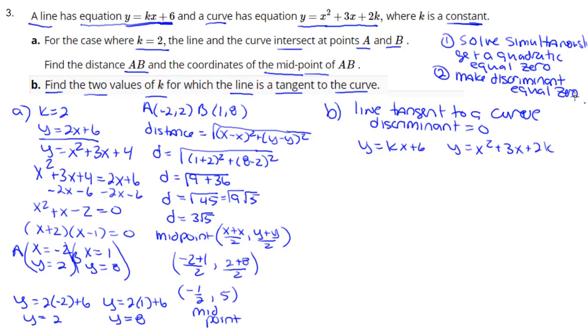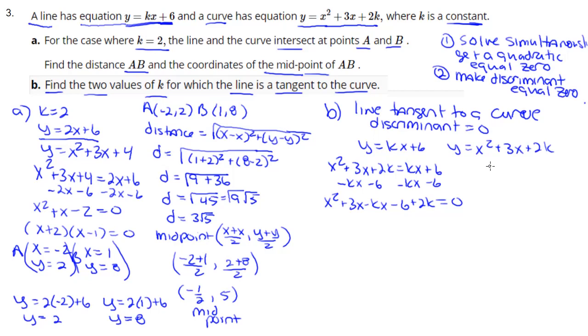So what I want you to do is pause that, make these two equations equal to each other, make it a quadratic, get it all equal to 0, and then use the discriminant to find out what k is, and then start back up again. Okay, that's great. So here's what I got. x squared plus 3x plus 2k equals kx plus 6. I subtract the kx and the 6 on both sides. And what I'm going to end up with is x squared plus 3x minus kx minus 6 plus 2k.